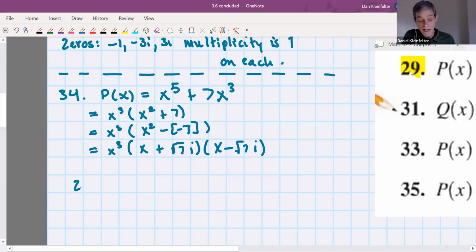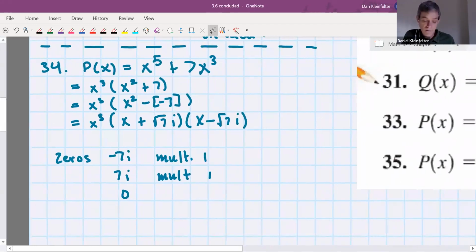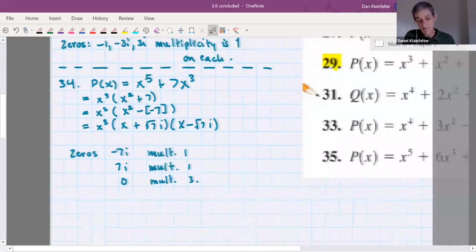As far as writing down the zeros, we had -7i, we had 7i, and 0. The first two have multiplicity 1. And then that 0, the x cubed as a factor, gave us basically 0, 0, and 0, right? So that has multiplicity 3 for that last one.